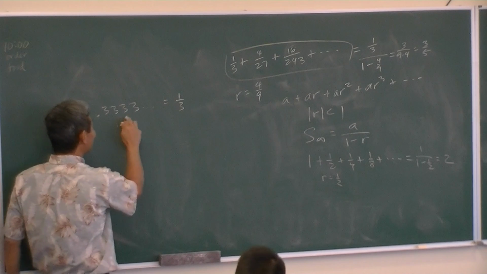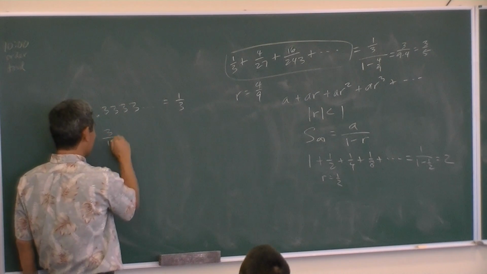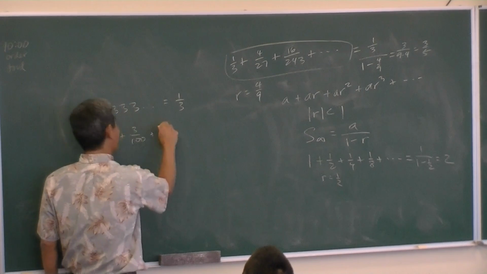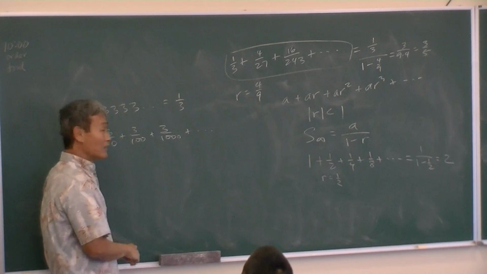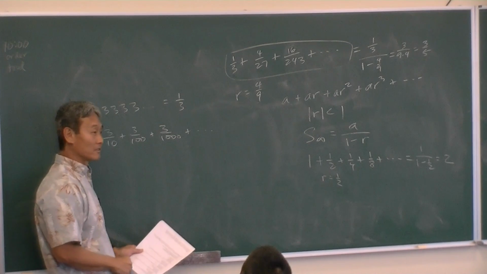Because isn't 0.333... okay, what is 0.3? 3/10. And then 0.03 is 3/100. And then this one is 3/1000. And you just keep on adding them up forever, right? So a repeating decimal is an infinite geometric series.